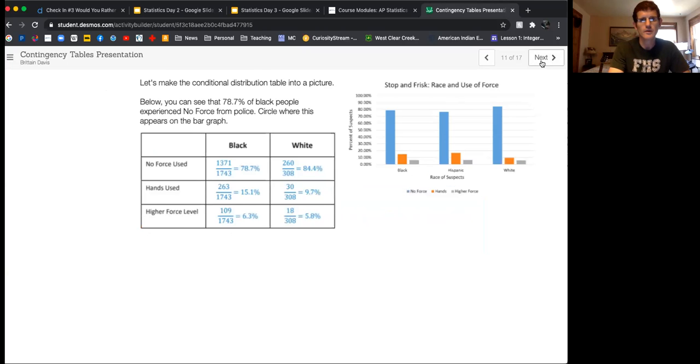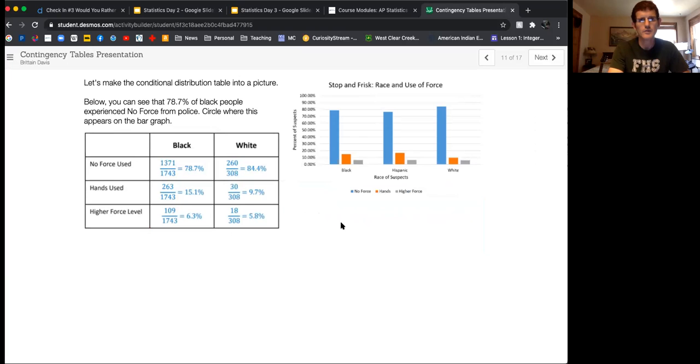So right here, we're not going to do much with this, but you'll annotate in just a second. You can see they run all the numbers. We don't have to calculate that. And now we have a side-by-side bar chart showing this two categorical variable data, the bivariate data. And where in this chart would you find the 78.7% of Black people who experience no force from police? And you can circle that with your annotation.